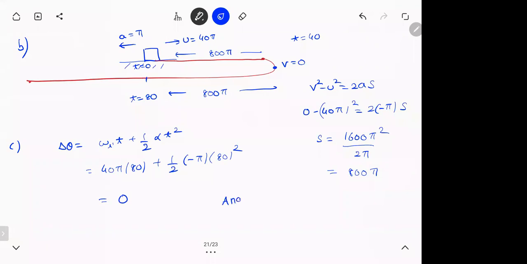So if they ask you angle rotated, it's 1600 pi. 800 plus 800. Suppose in the exam they ask you angular displacement, that is 0. That's the difference. So angle rotated is as good as distance only. You rotate front or you rotate backward, you always have to add that angle rotated.